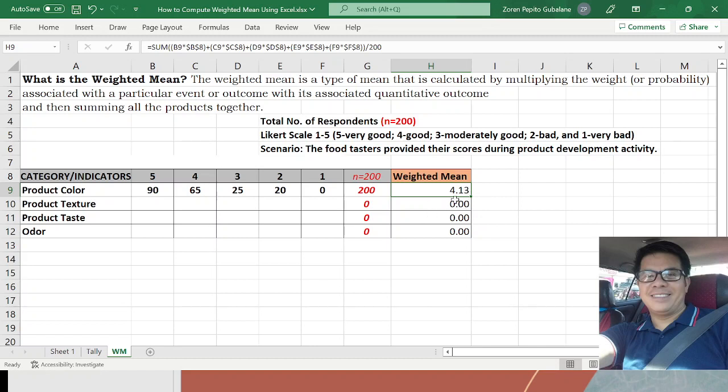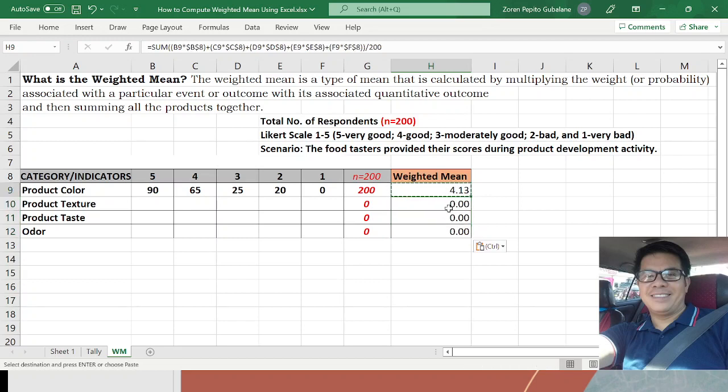So you have your 4.13 as your weighted mean. What is that as far as verbal description is concerned? This is good. 4.13 has a verbal description of good. Now since you already have the formula, you can simply copy and paste it here.